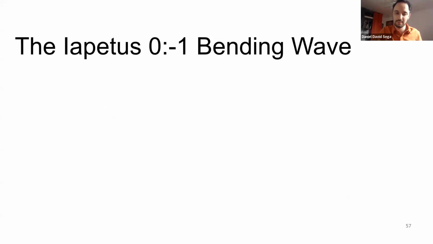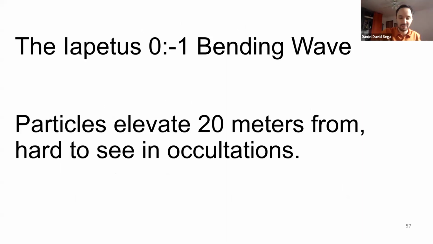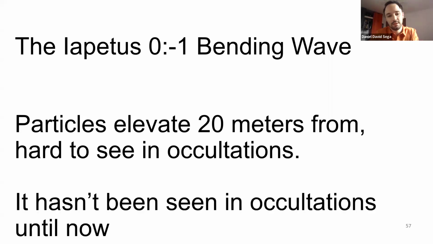So the Iapetus bending wave, as I said, is the most interesting one. One of the big differences with respect to the other ones is that the amplitude of the wave, so the warp, is actually on the order of the thickness. So this is a very weak bending wave. It's hard to see because, as I showed you, the variations of the optical depth in oblique occultations have to do with the warp, but if the warp is so tenuous, then it will be hard to see.